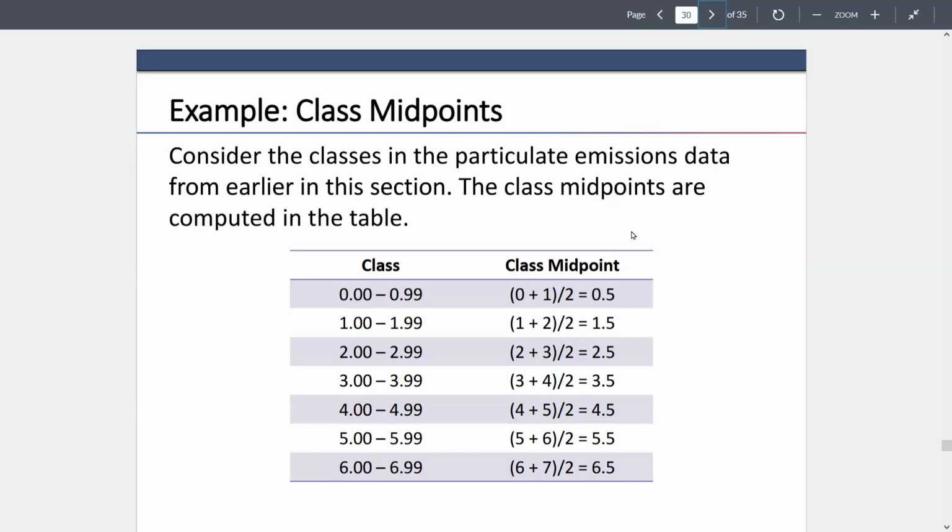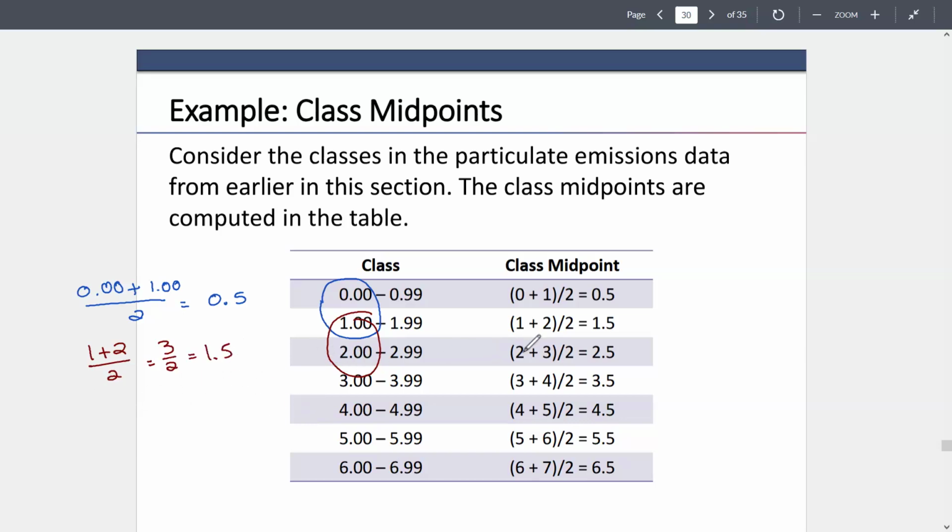In the example that we had, we were talking about the emission ratings. If I wanted to find that class midpoint, these are two consecutive lower limits. So I just take the 0.00 plus the 1.00 and divide by 2. That gives me 1/2, or 0.5. For the next one, 1 and 2, I'm going to drop the decimals. That would be 1 plus 2, and then we divide by 2. So this is 3 over 2, which is 1.5.